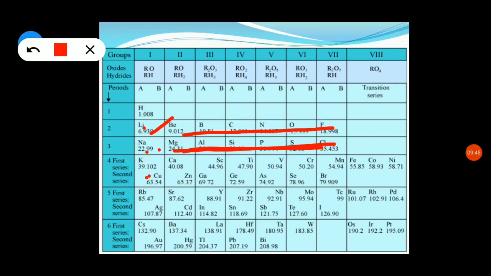Why is it called a table? Because it is in tabular form. Hence it is called the periodic table.